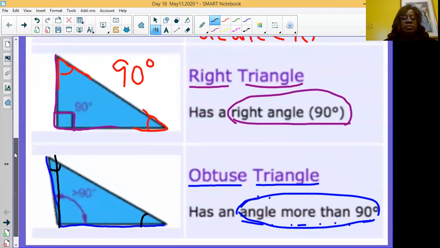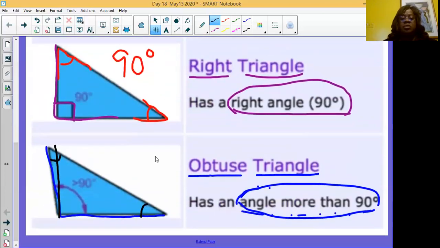Our last triangle is obtuse. Obtuse triangles have an angle that's more than 90 degrees. So if I follow my blue line, look how much further it is away from my black line, which would have been 90 degrees. But because it is beyond the black line, it is bigger than 90 degrees. That's why we call it obtuse. And an obtuse triangle has an angle with more than 90 degrees. So remember, the higher the degree, that's what names the triangle. So we have obtuse, right, and acute.